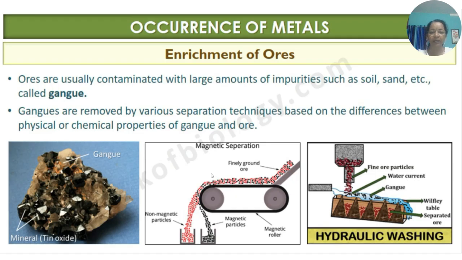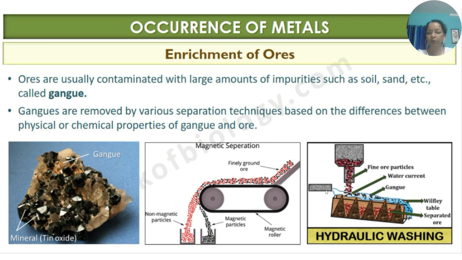If the material is a magnetic material, we can use magnetic separation. In magnetic separation, the finely ground ore is passed through a setup like this, in which we have a magnetic roller here, which attracts the magnetic material from the finely ground ore, and that substance will be separated. The gangue will be separated. Thus we can get the magnetic ore in a concentrated form like this. Here is why hydraulic washing is given.